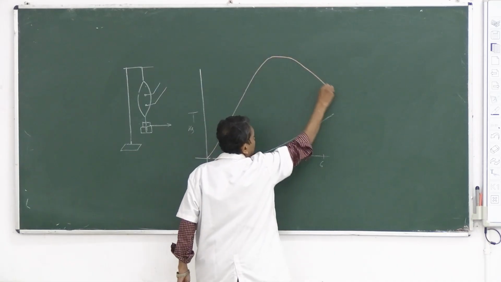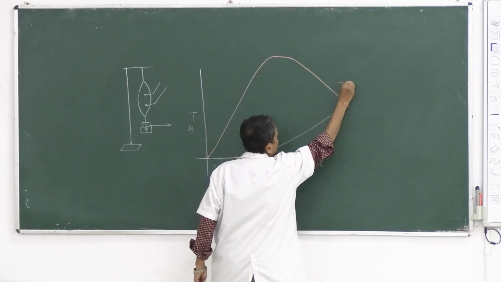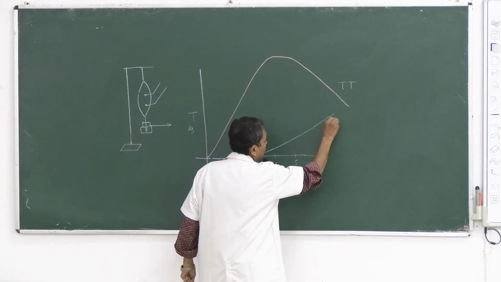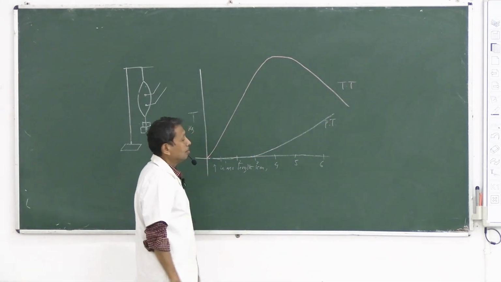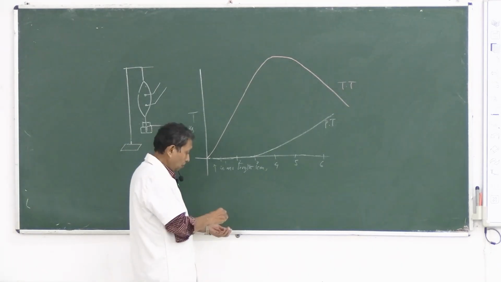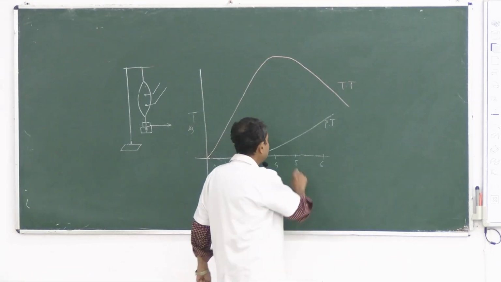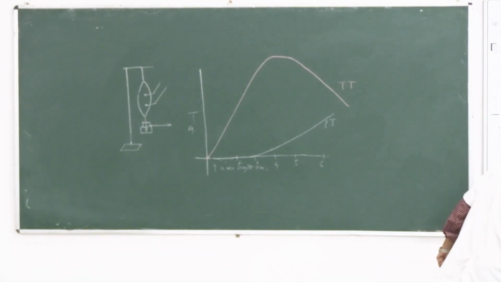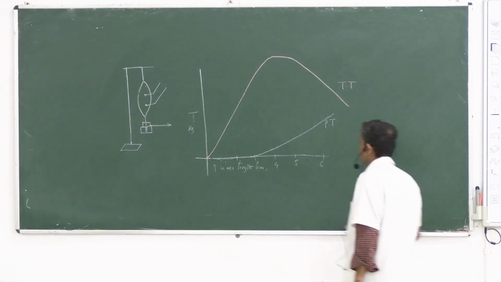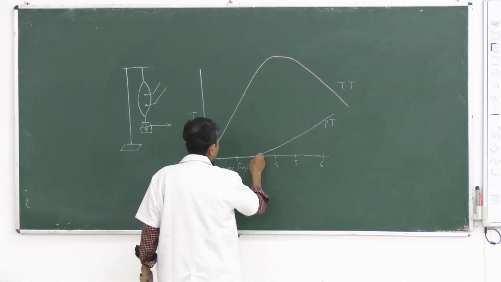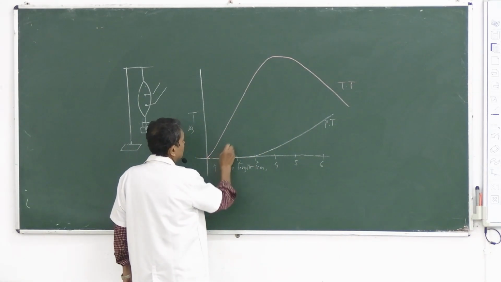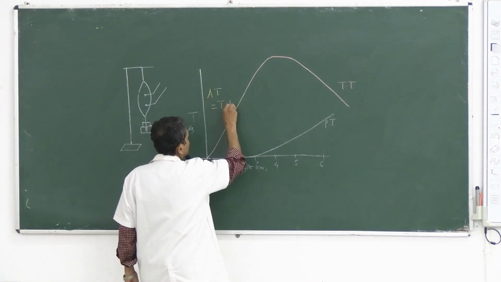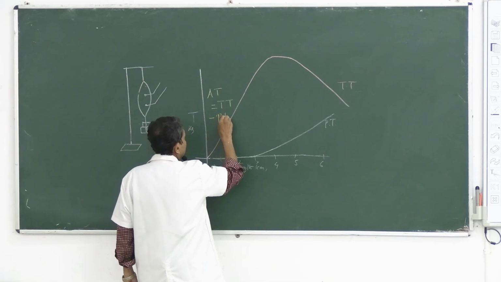This type of curve you can get. It is the total tension, and it is the passive tension at each length. So if you subtract this passive tension from the total tension, you will get another curve. Suppose up to this, it is 0. So active tension is total tension minus passive tension.